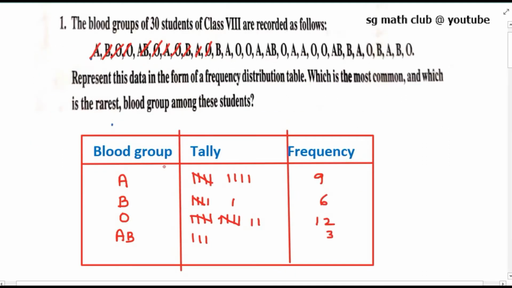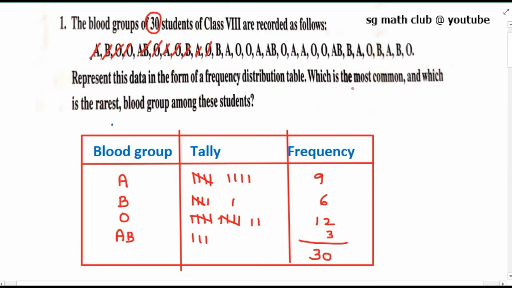So I have completed this table. The number of students with blood group A is 9, with blood group B is 6, with blood group O is 12, and with blood group AB is 3. If you want to check your answer, you add and you should get 30, because 30 is the total number of students in the class.